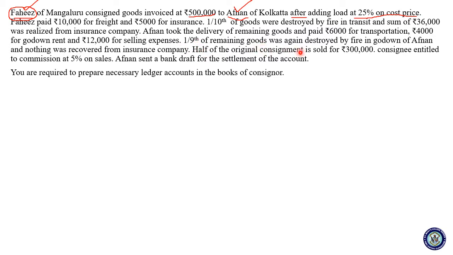Half of the original consignment. Now what is original? Original means the first invoice price. Half of this 5 lakh, meaning 2 lakh 50, is the value of the goods. Half of it was sold for 3 lakh. Consignee is entitled to a commission of 5% on sales. Afnan sent the bank draft for the settlement of account. That is, after selling and after the expenses were incurred, he will send the bank draft for settlement.